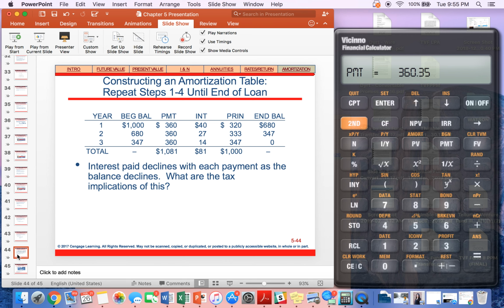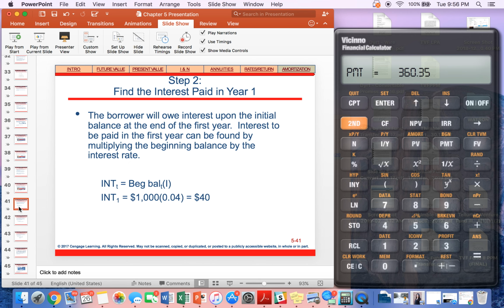So the interest that you pay on a loan is calculated by your balance on the loan, okay? So we're going to shoot back up here to slide 41, and step 2 is finding the interest you paid in year 1. So you do that by taking the beginning balance and multiplying it by the interest rate on the loan, okay?